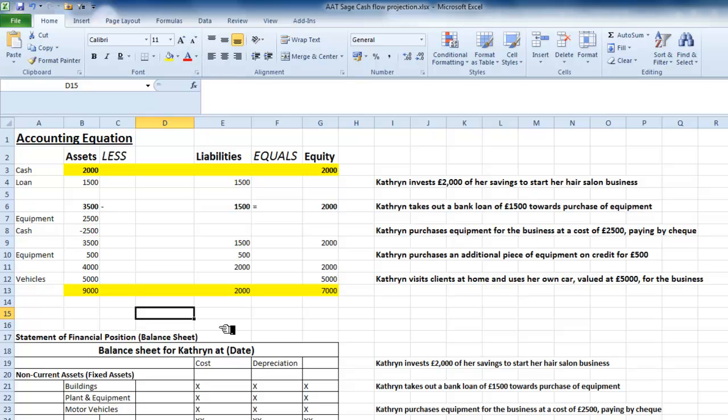Remember then, assets, what the business owns, liabilities, what it owes, equity, the owner's interest in the business. So assets less the liabilities will be equal to the equity.